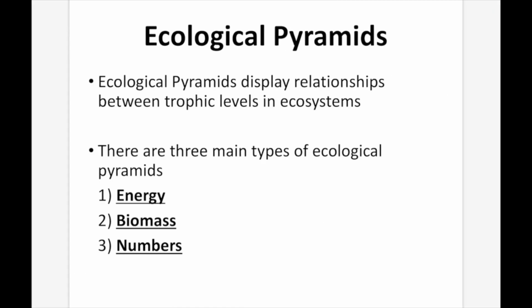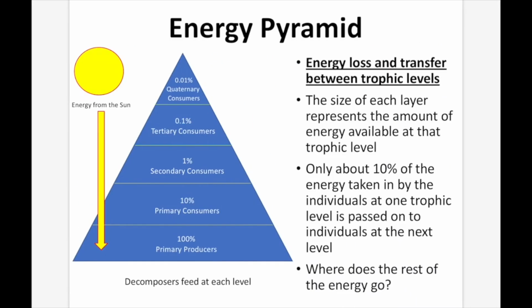Ecological pyramids. Ecological pyramids display feeding relationships between trophic levels in ecosystems. There are three main types of ecological pyramids, including energy, biomass, and numbers. In an energy pyramid, we're taking a look at how energy is distributed among the feeding relationships. It shows our energy loss and transfer between our trophic levels. The size of each layer represents the amount of energy available at that trophic level.